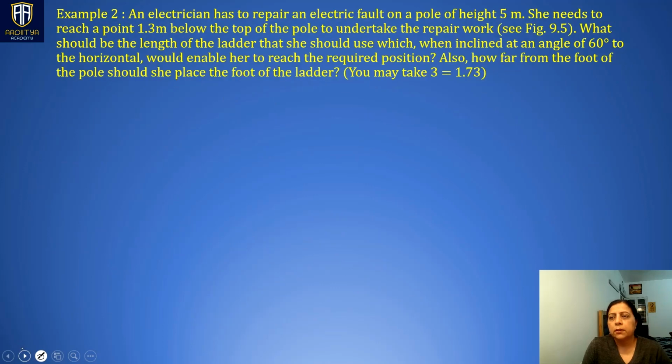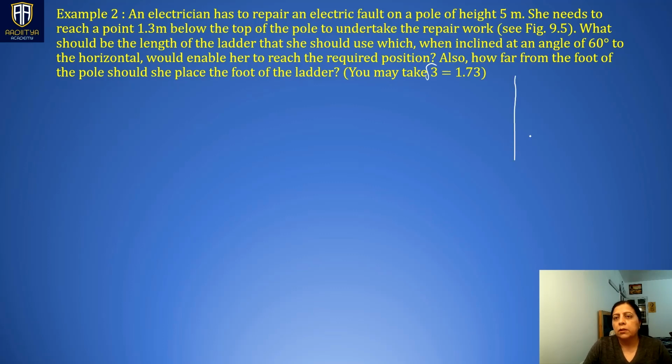The next question is, an electrician has to repair an electric fault on a pole of height 5 meters. She needs to reach a point 1.3 meter below the top of the pole to undertake the repair work. What should be the length of the ladder that she should use, which, when inclined at an angle of 60 degree to the horizontal, would enable her to reach the required position. Also, how far from the foot of the pole should she place the foot of the ladder?